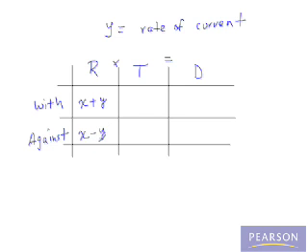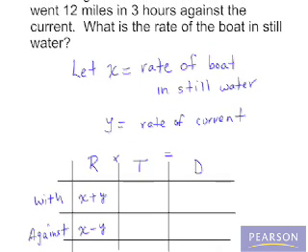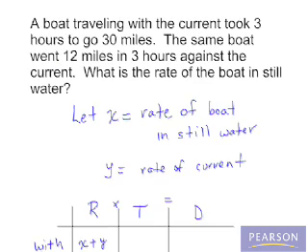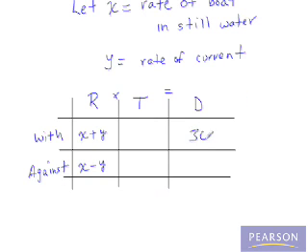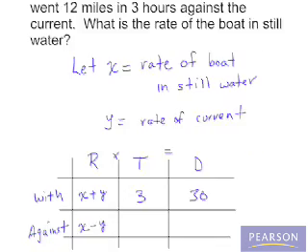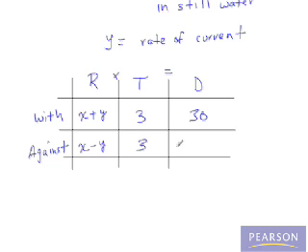Ask yourself, what is slowing what down here? Is the boat slowing the river down, or is the river slowing the boat down? So in this case, the water current is taking away from the boat speed. We know that traveling with the current, we went 30 miles in 3 hours. With the current, 30 miles, 3 hours. And traveling against the current, 12 miles in 3 hours. So time, 3 hours, but we only traveled 12 miles.